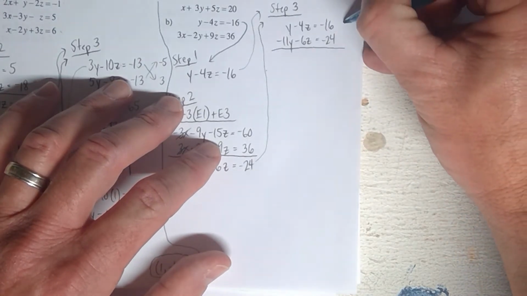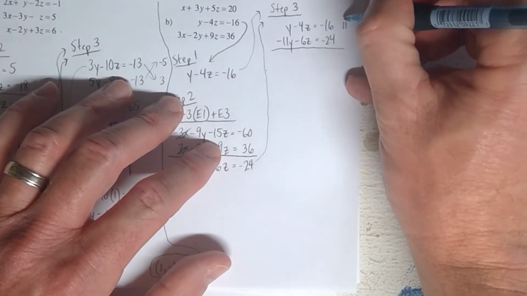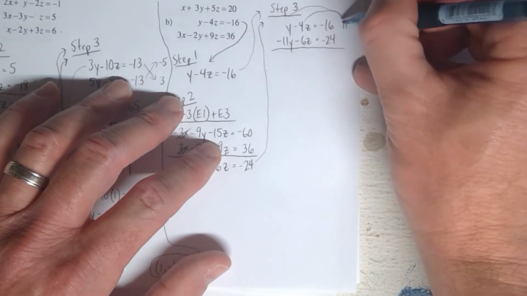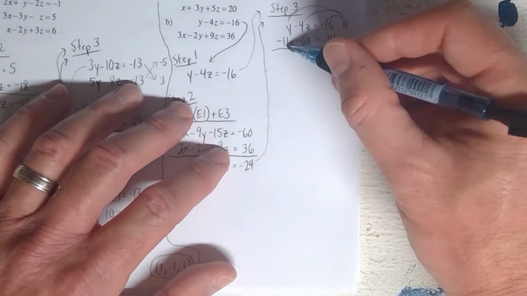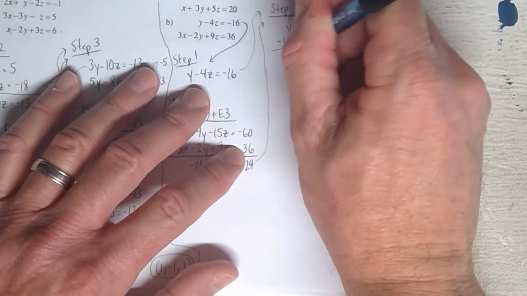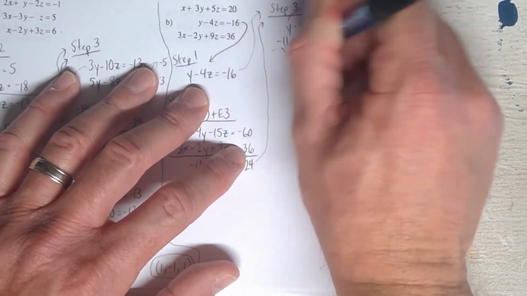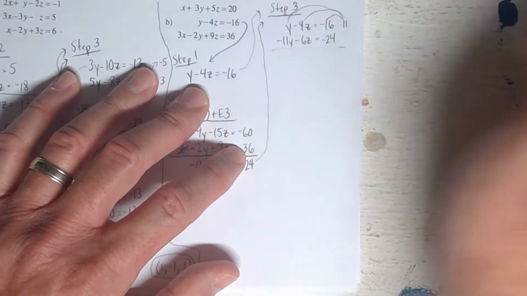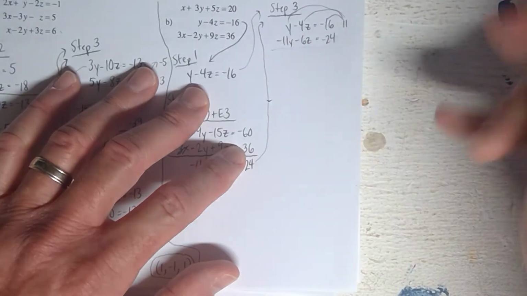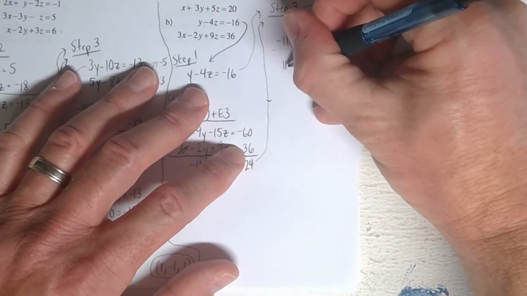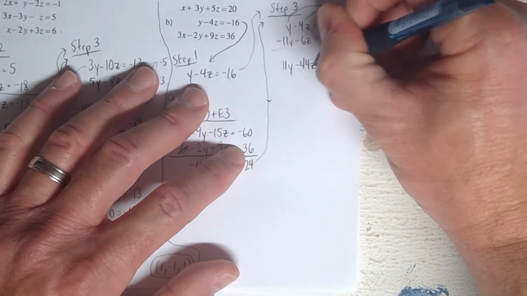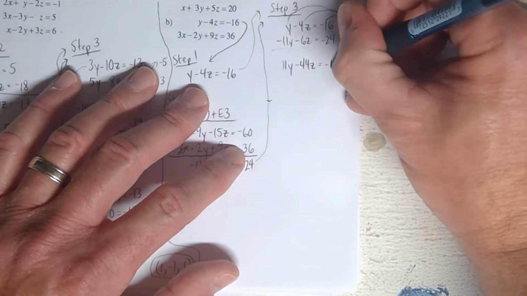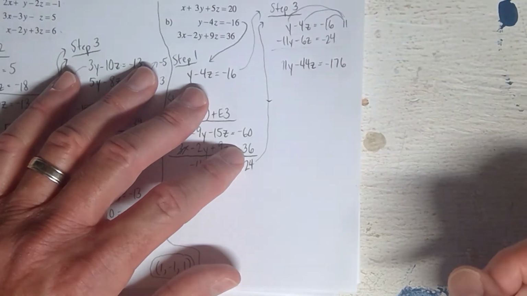Can't I multiply the first equation by 11 right there? And then that would cancel with the negative 11y here. In fact, I didn't need to draw that line there. We're not going to be adding yet until I multiply first. But I get what here? I get 11y in the first equation minus 44z is equal to negative 176.